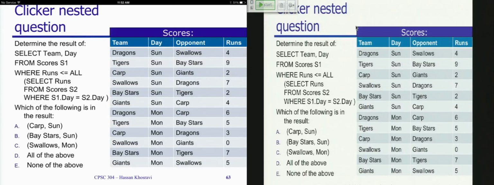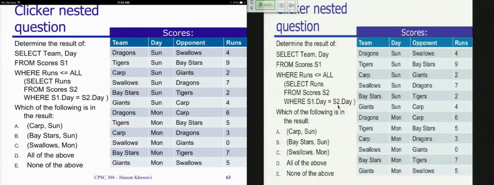Alright, so let's see what this means. So, the outer query says select team and day from score S1, where runs is bigger than all of. Now let's get to the inside query. The inner query is looking for runs where S1.day equals S2.day.